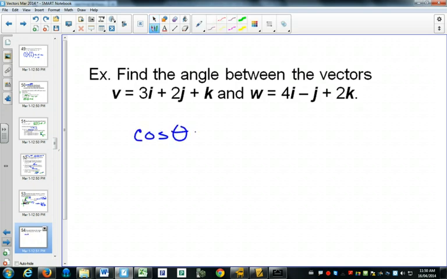You want to find the angle between. We'll do the dot product of V and W. And then the length of V and the length of W.